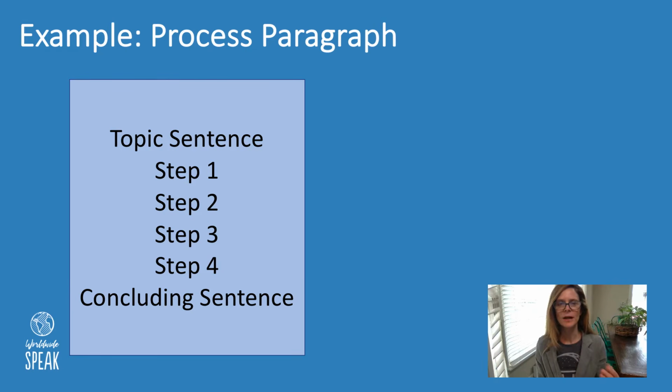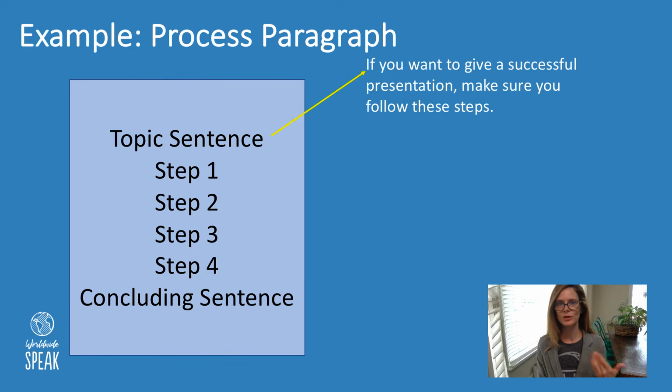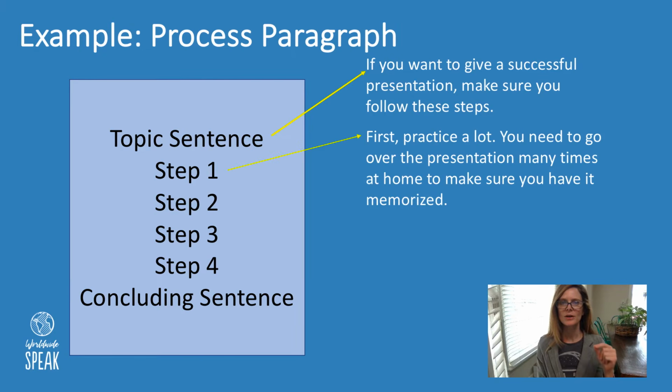So let's take a look at what this would look like if we were going to write it. Now, my topic is giving a successful presentation. So we already know my topic sentence, right? If you want to give a successful presentation, make sure you follow these steps. Now, for the first step, I'm going to use the transition word first, and I'm going to use an imperative. First, practice a lot. The first part of your step, you're going to have a transition word and then an imperative.